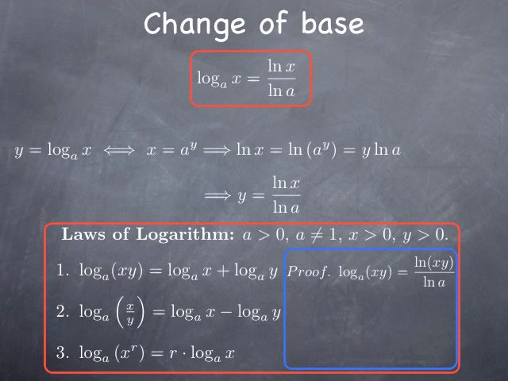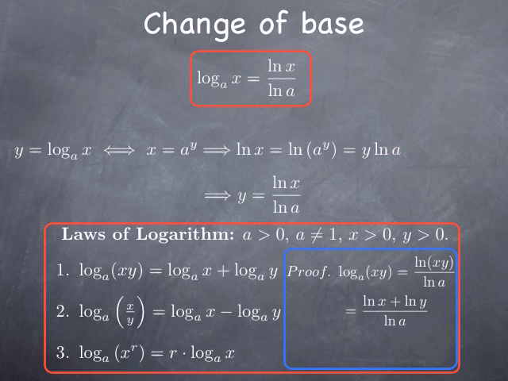So we start from the left-hand side, the logarithm of base a of the product, and we write out what it means in terms of the change of base formula. So it's just the natural log of xy divided by the natural log of a. This 1 over ln of a is just a multiplicative constant, and then at the top I have the natural log of xy, which we know is natural log of x plus natural log of y, because we've already established these formulas for the natural log. So we obtain ln of x plus ln of y over ln of a.